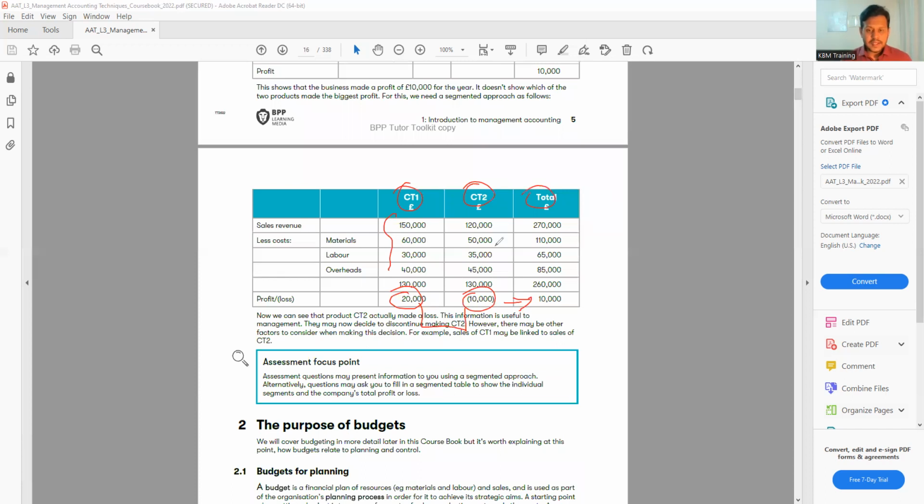Now I understand my CT2 actually doesn't make any profit, it is making a loss. That means if I decide to stop selling this one, my profit will go up by 10,000, to 20,000. For that reason, you always have to look at the segments. You have different sorts of products, rather than looking at everything as a whole. That's why you have to make a segment.